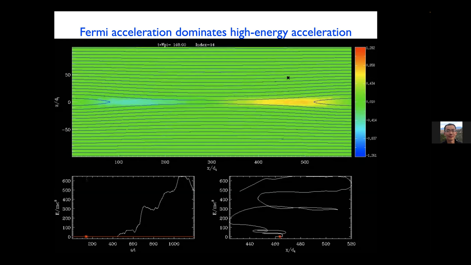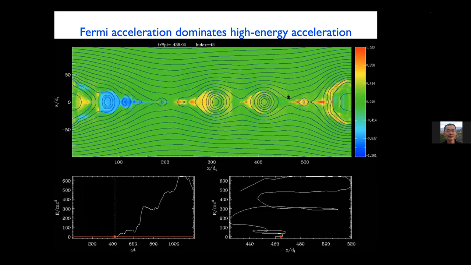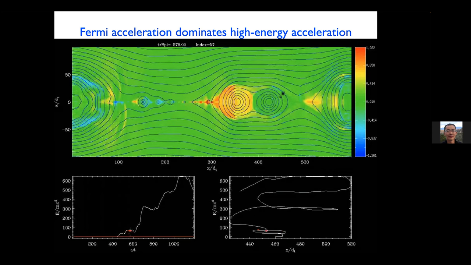Let's start with the acceleration mechanism. We trace energetic particle trajectories to understand their energization. In this movie, the color in the upper panel shows the outflow speed in the X direction, the horizontal direction. There are two sub-panels showing energy as a function of time and energy as a function of X. We trace one sample particle, which goes into the reconnection layer and gets bounced a few times by the outflows.